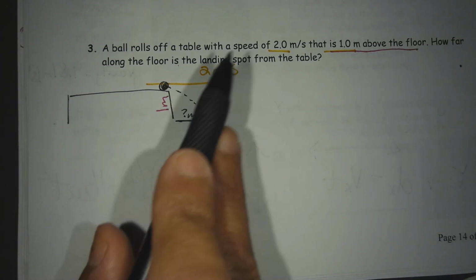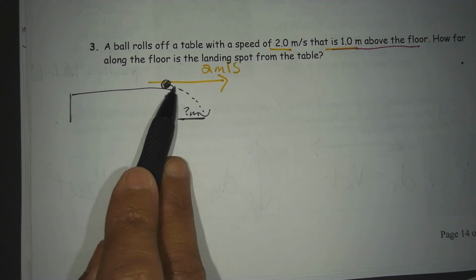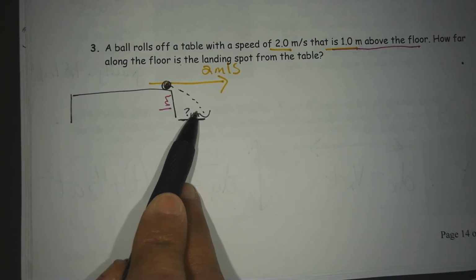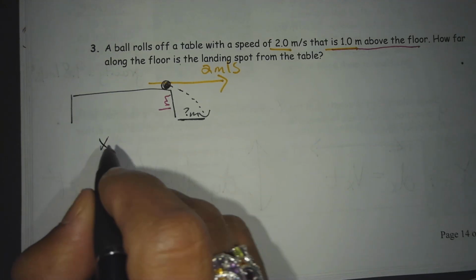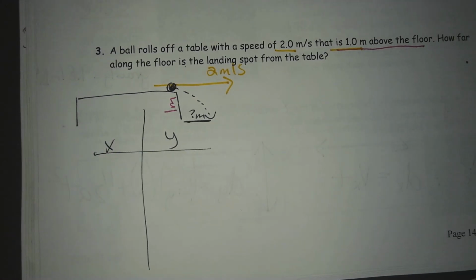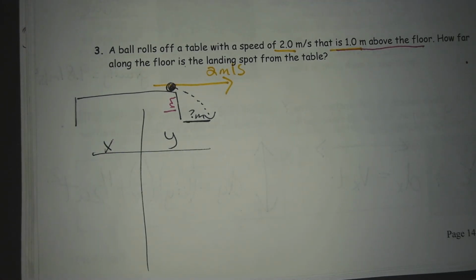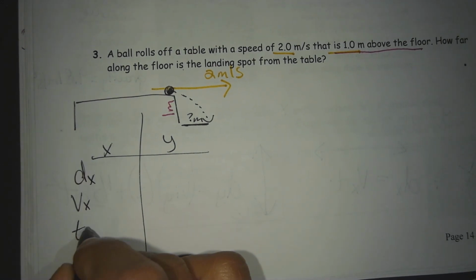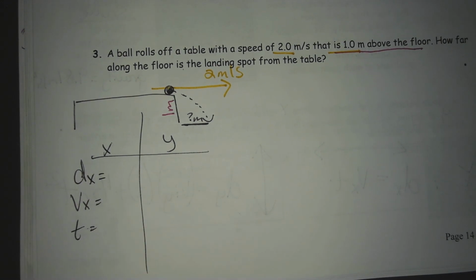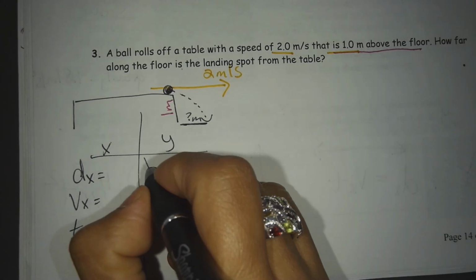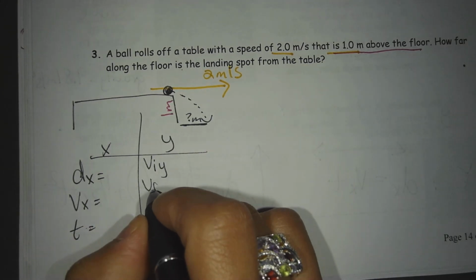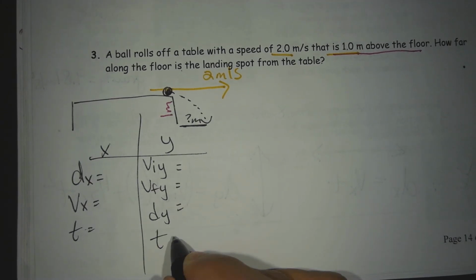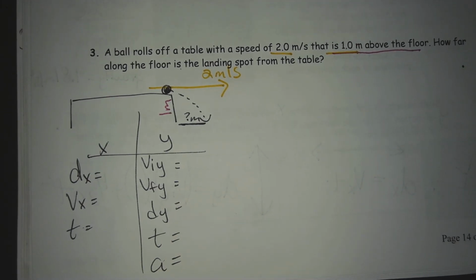Why? Because there is no theta talked about, and this is a parabola. Okay, it's half a parabola, but it's still a parabola. So we're going to X and Y T-chart this. Here are my equations: dx, vx, t. What are my kinematic equations? viy, vfy, dy, a, and t.